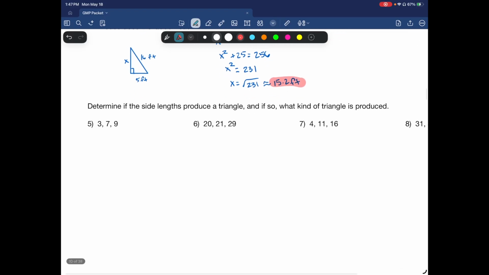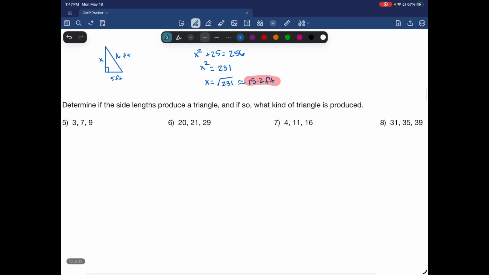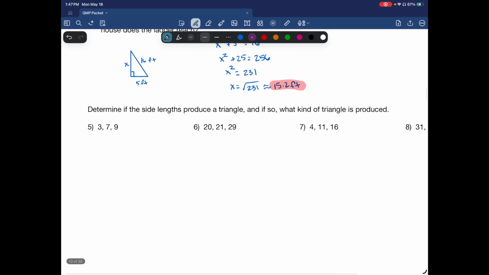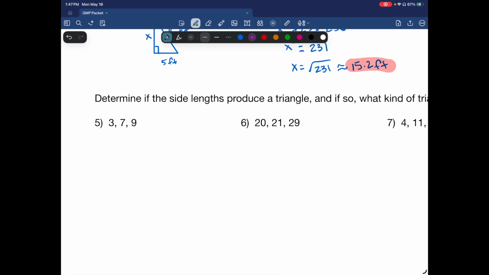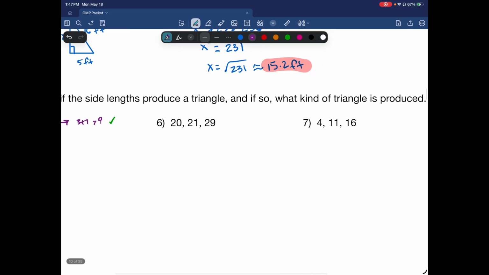All right, determine if the side lengths produce a triangle or not. Remember that the two shorter sides have to add up to give you more than the third side. So on 5, 3 plus 7 are the two shorter sides. 3 plus 7 is 10. So 3 plus 7 is greater than 9. So this is going to be a triangle. 20 plus 21 is greater than 29. So this is going to be a triangle.